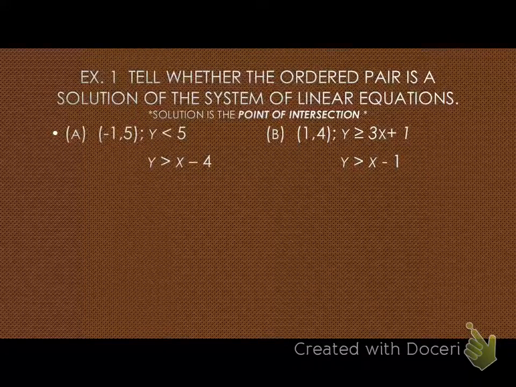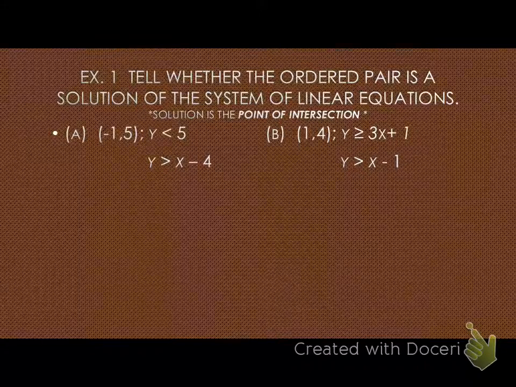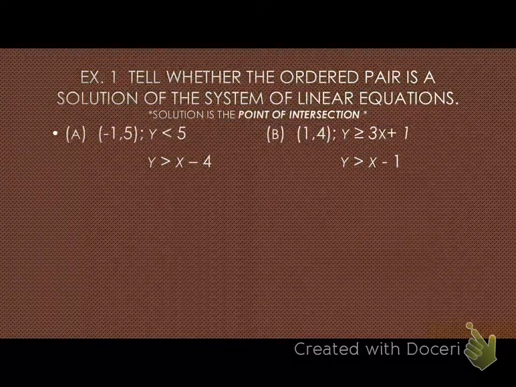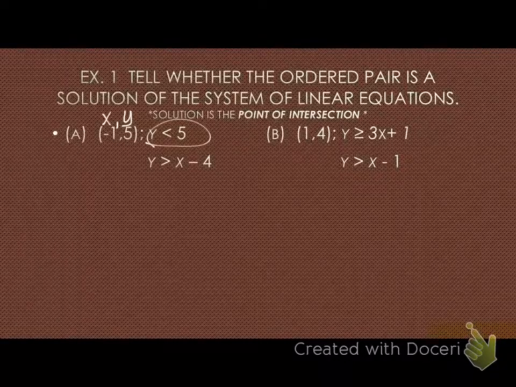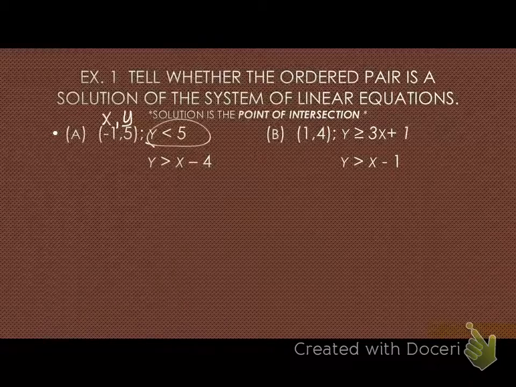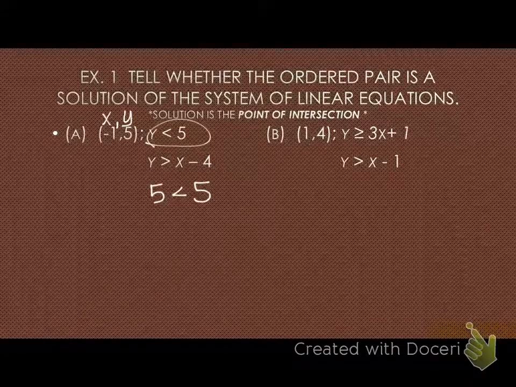So as soon as it doesn't make one of them true, we can move on because we know it's not a solution. But let's look at letter A. Remember, in an ordered pair, we've got the x coordinate and we've got the y coordinate. So in this very first inequality, what are we going to plug in place of y? 5. And then we bring down the rest of the problem, which is less than 5.